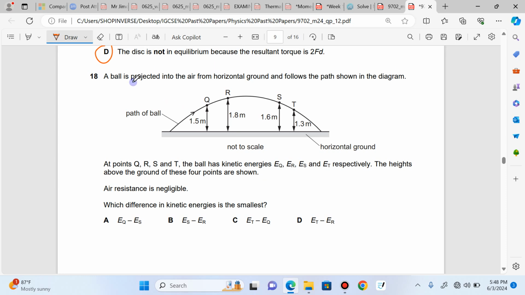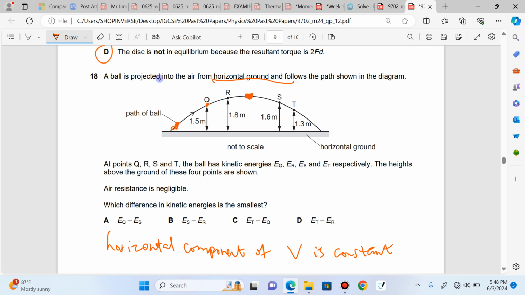Okay, so if a ball is projected into the air from ground level, you know very well that kinetic energy at this point is higher than kinetic energy at this point. Why? Because the horizontal component of the velocity is constant. So at the center point, the ball has only a horizontal component of velocity. But at this point, it has both the horizontal component and a vertical component.